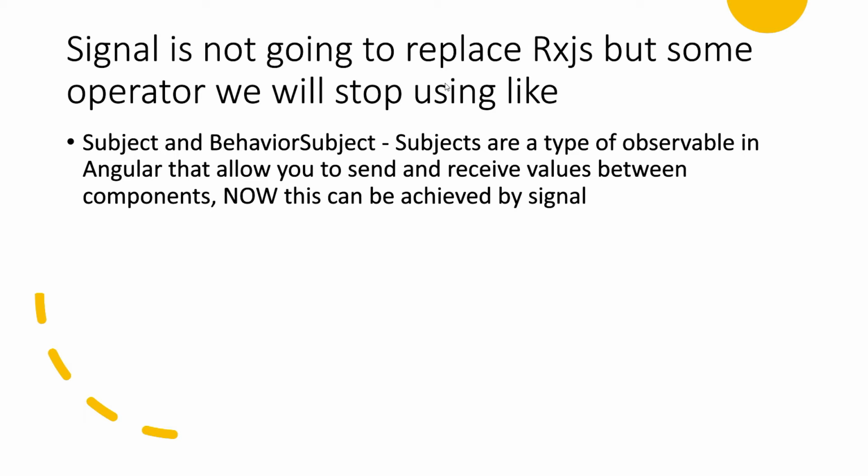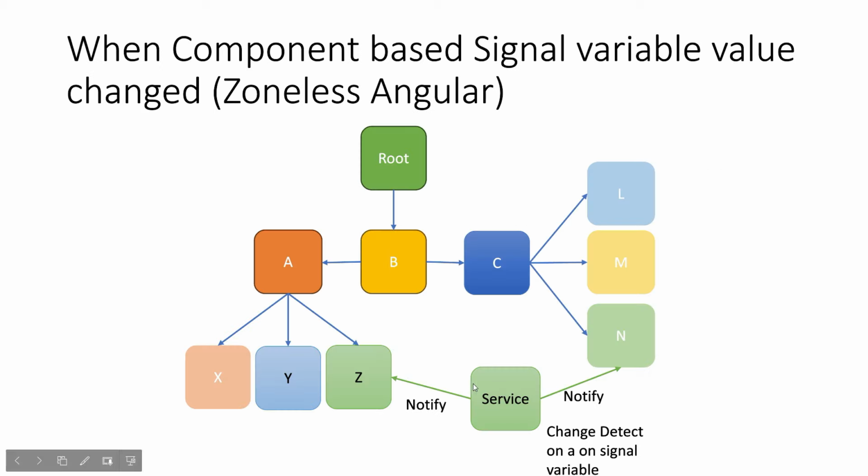Signal is not going to replace RxJS, but some operators we will stop using, like Subject and BehaviorSubject. Subjects are a type of observable in Angular that allow you to send and receive values between components. Now this can be achieved by signal. So let's say we defined one variable here and we updated that variable in this component, so automatically it will notify n number of consumers, right? So the same we can achieve through the signal.